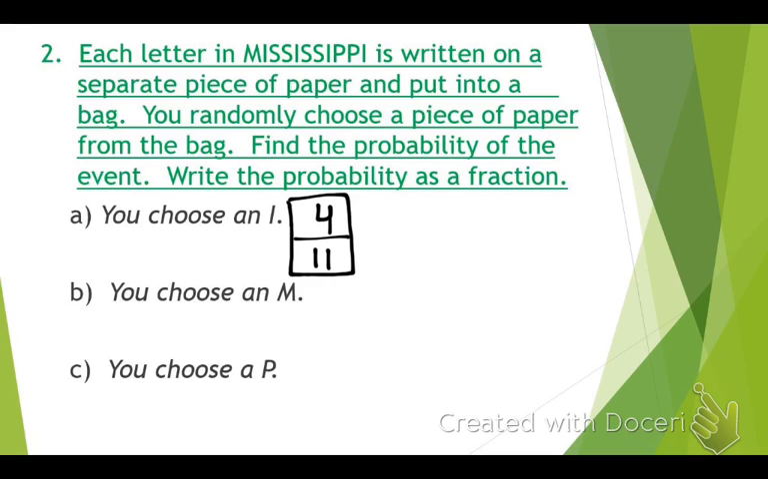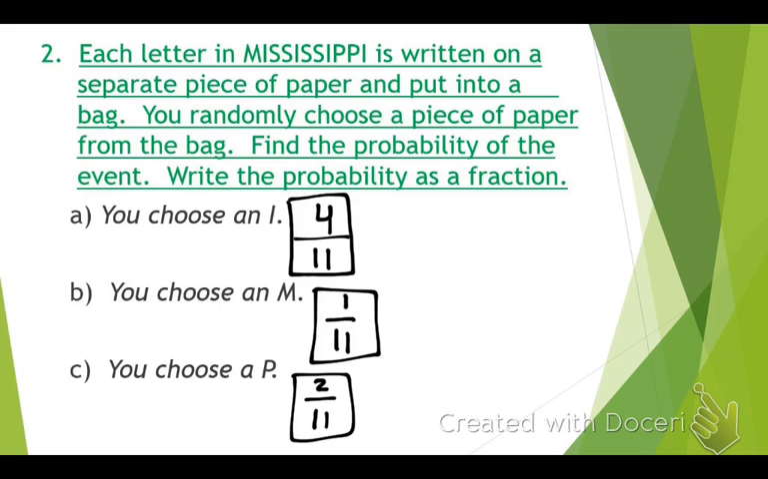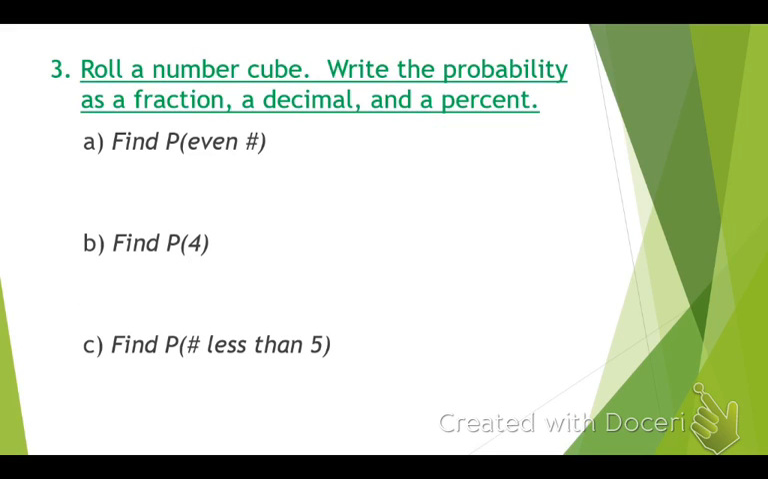I want you to do the next 2 on your own. Addison, what is the probability that we would choose an M? Favorable over total. 1 out of 11 chances that it would be an M. Good job. Next up, Tati, what's the probability that it would be a P? 2 out of 11. Who got both of those correct? All right, excellent. Let's go to the next one.